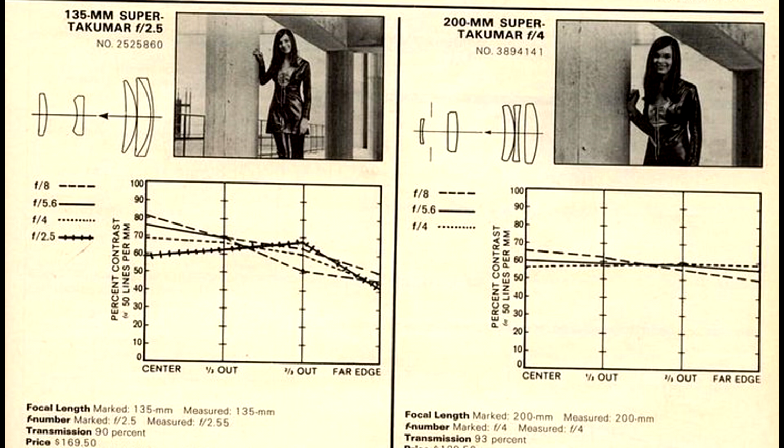Looking at the 135 and 200 millimeter Super Takamar lenses, of which I have the super multi-coated versions. They're essentially the same glass, the coatings are just a little bit better in the version that I have, which helps with glare. We can see that the usable resolution is essentially 55 to 60 lines per millimeter.